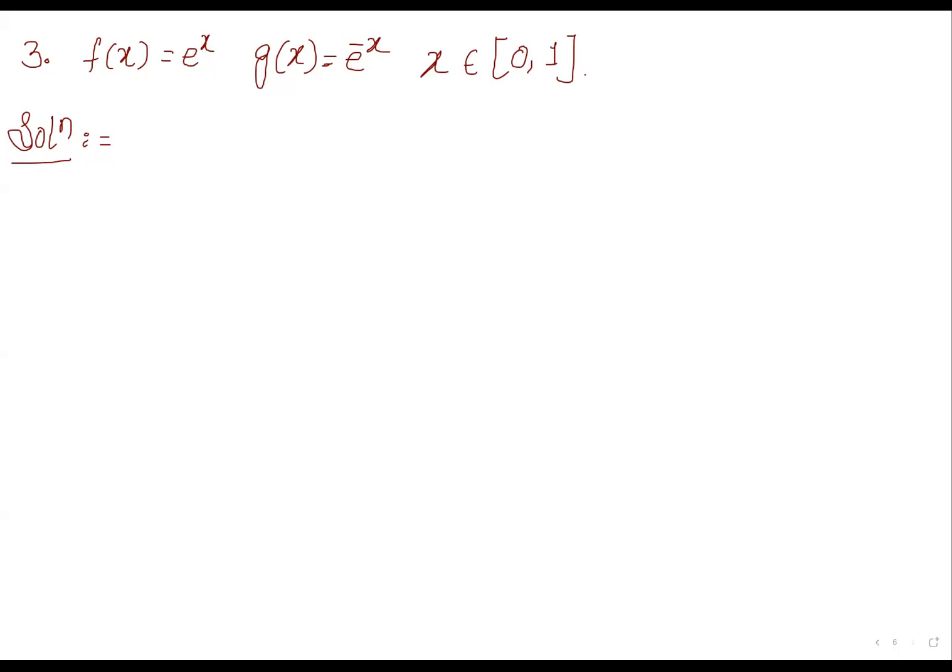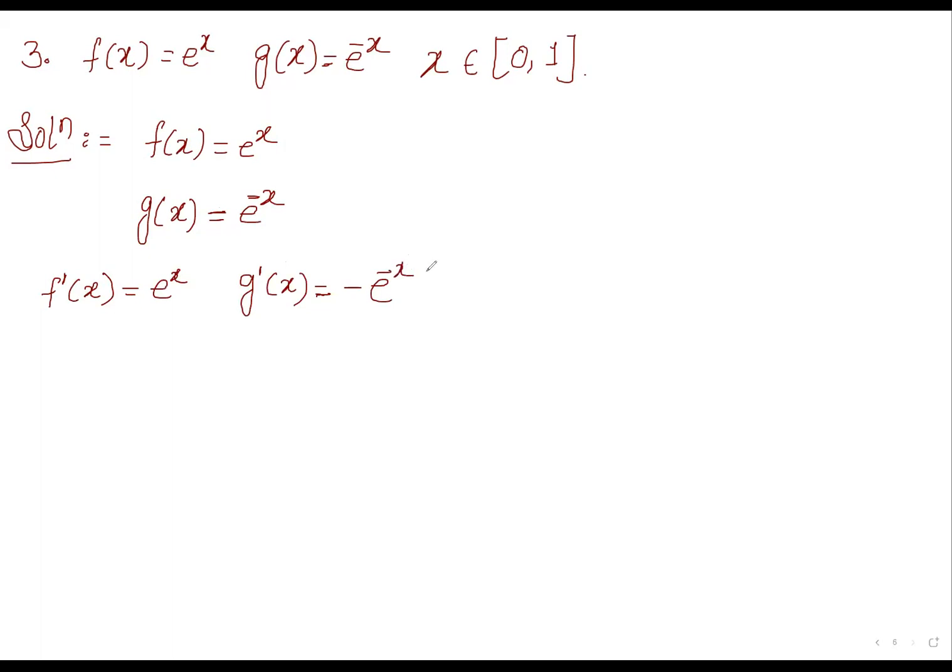Yes, please tell me how we are solving it, step by step. Already it is given f of x is equal to e raised to x, g of x is equal to e raised to minus x. Then f dash of x is equal to e raised to x, g dash of x is equal to minus e raised to minus x.